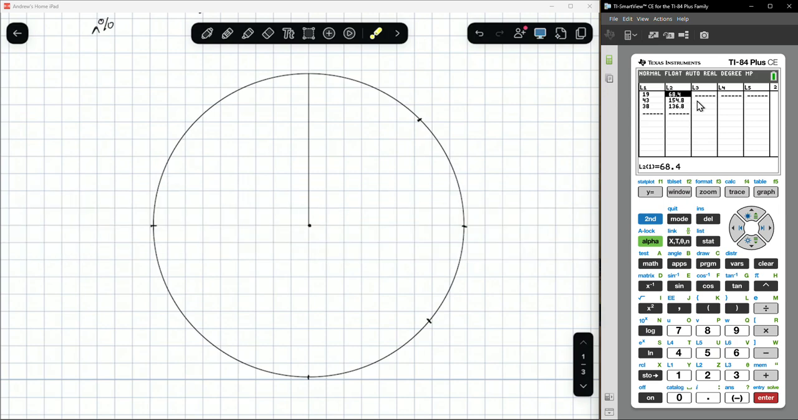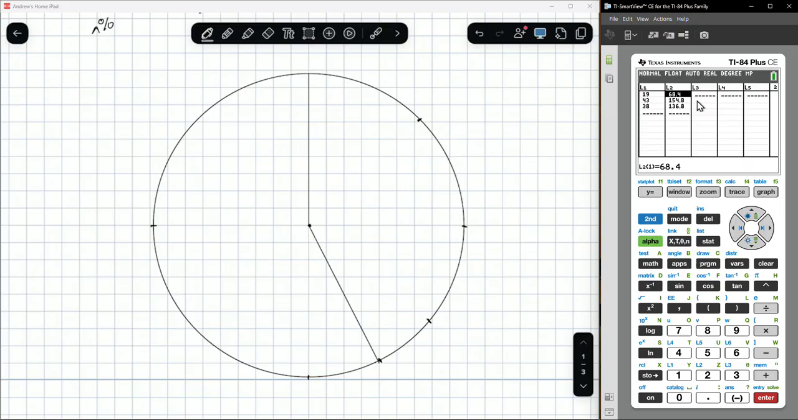So I know that this is 180, this is 90, that's 135. 154.8 should be between 180 and 135, so it's about here. I'm going to have to kind of guess. So I know that my first point is going to be here. So that's my first wedge.